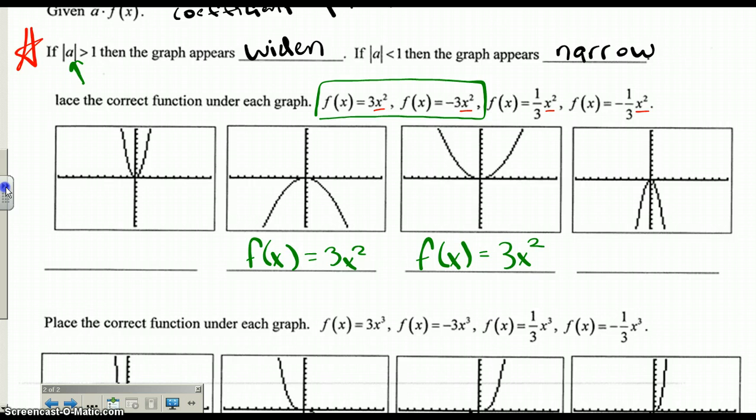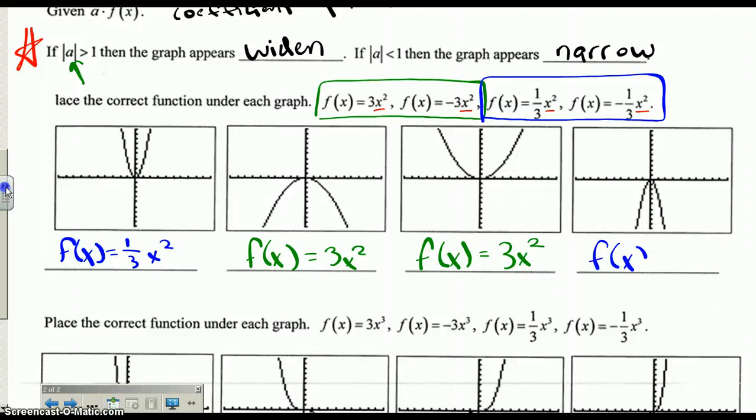Okay, let's try that with the next one. Now we're looking at 1/3 as a coefficient. We see how this is less than 1, so it's going to narrow. One of them is going to be above the x-axis, and one of them is going to be reflected over it. So this one's going to be the positive one. And the one that's reflected over the x-axis is going to be the negative one.